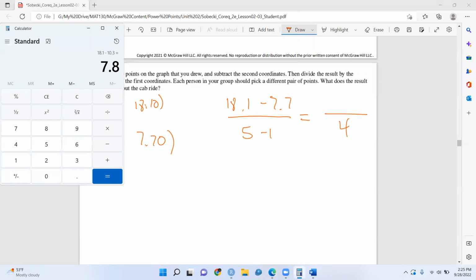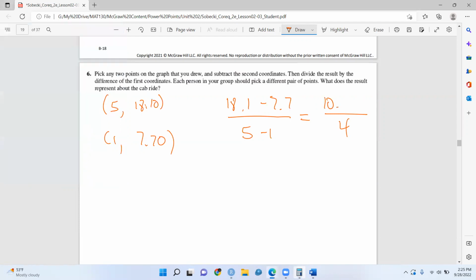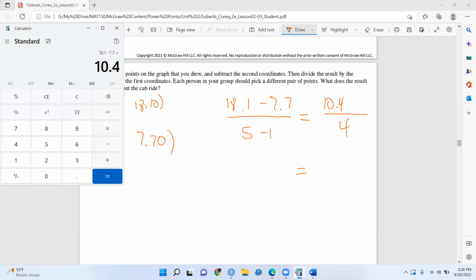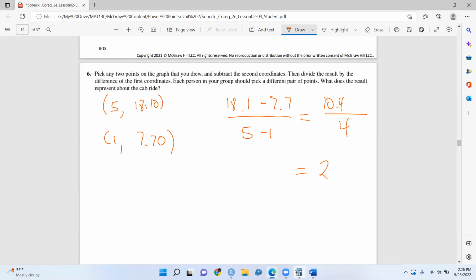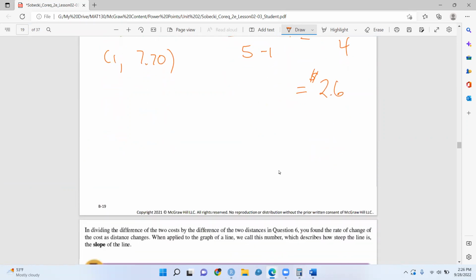Let's see, 1810 minus 770 is 1040. What do you suppose 1040 divided by 4 is? It's 260. What? Yeah, so that's the rate of change. In other words, what he was trying to trick us into was the slope formula.